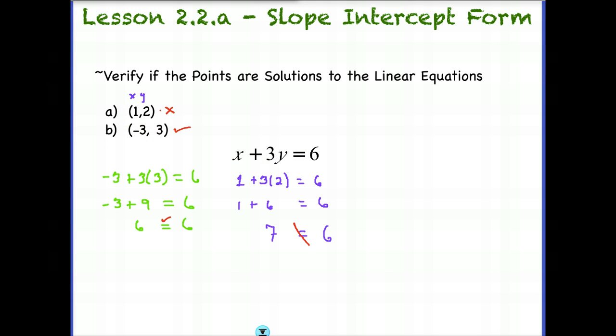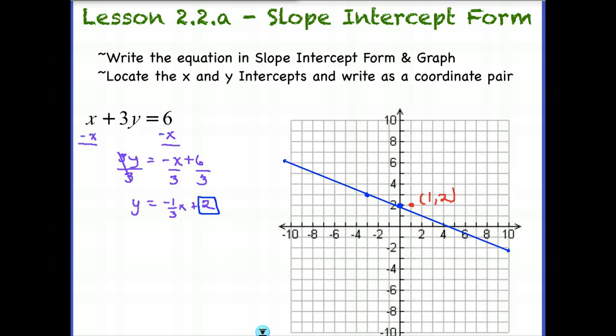Now let's look at our second point. We had -3, 3. So -3, oh look at that, 1, 2, 3. In fact, that's one of our points that we graphed from our slope. So -3, 3 is definitely on the line, and that's what we said. So let's look at part 2 here. It says locate the X and Y-intercepts and write as a coordinate pair.